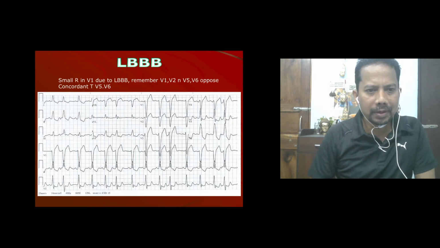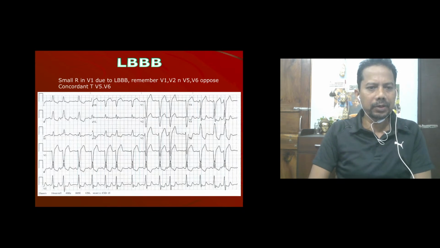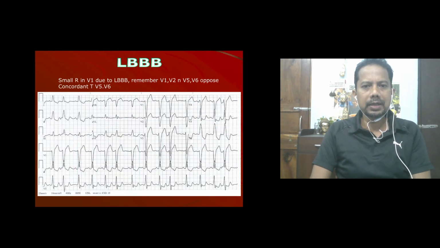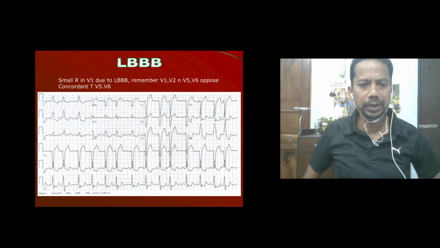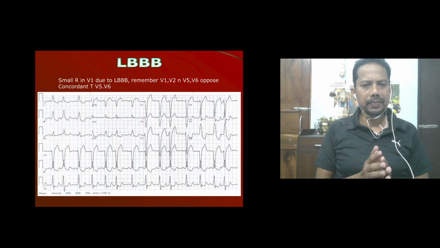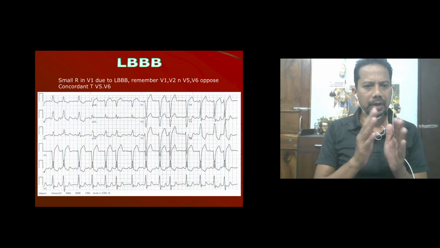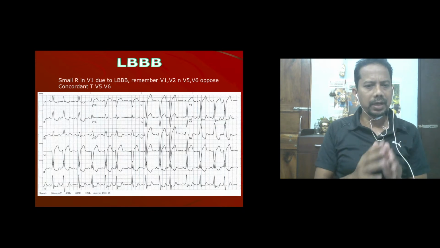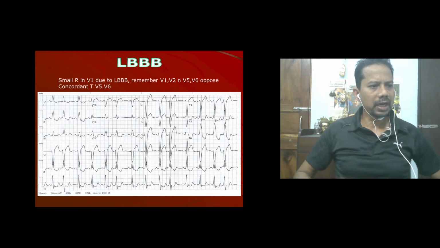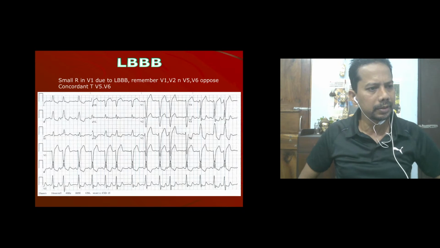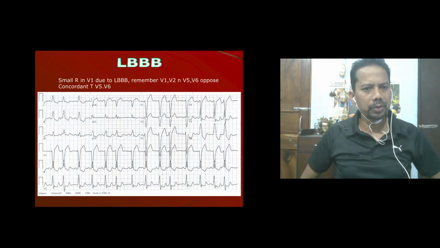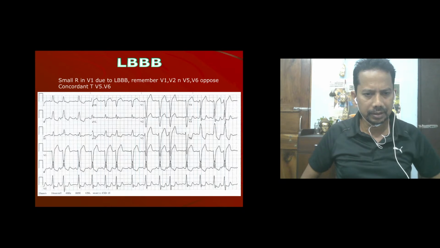Nazima, just calculate the rate. I think I didn't tell you how to calculate the heart rate, but I know most of you know it. It is 1500 divided by the number of small squares, or 300 divided by the number of big squares between 2 RR intervals. That will give you the heart rate. So what is the heart rate in this ECG?